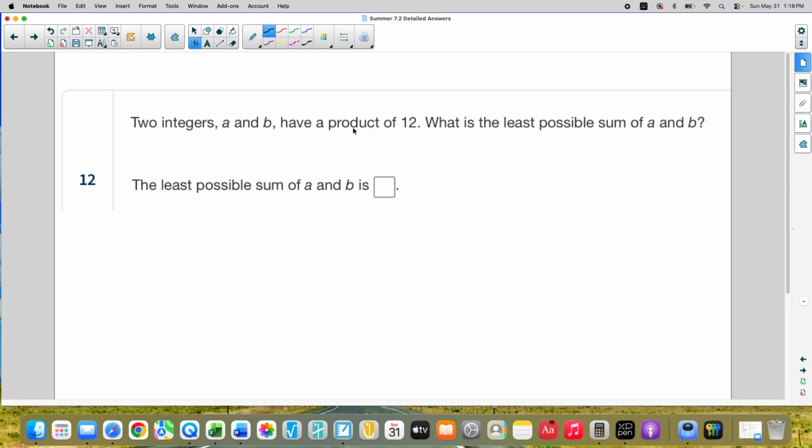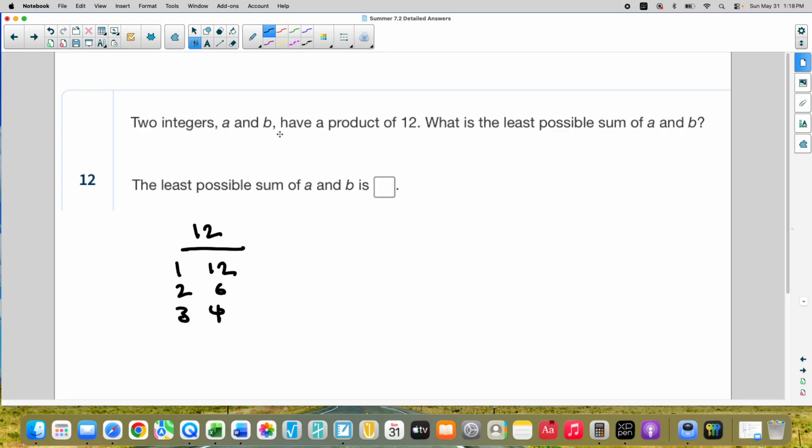Two integers A and B have a product of 12. What is the least possible sum of A and B? Well, factors of 12 are going to be 1 and 12, 2 and 6, 3 and 4, 5, no, and we're good. What's the least possible sum?